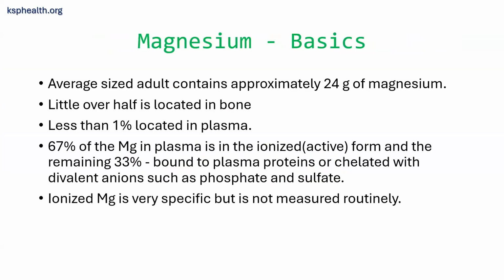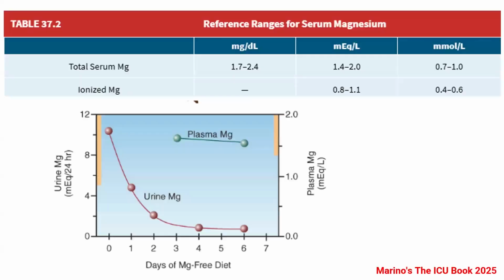Third element is magnesium. The basics: an average size adult contains 24 grams of magnesium. A little over half is located in bone, and less than 1% is located in plasma. 67% of magnesium in plasma is in the ionized or active form. The remaining 33% is bound to plasma proteins or chelated with divalent anions such as phosphate or sulfate. Ionized magnesium is very specific, but it is not measured routinely. Ionized calcium is measured routinely, but not ionized magnesium. We usually measure total magnesium.